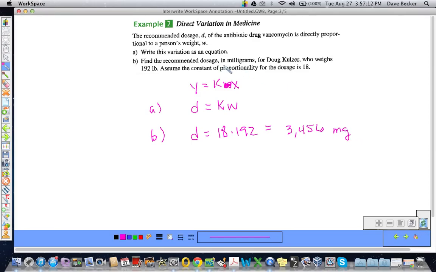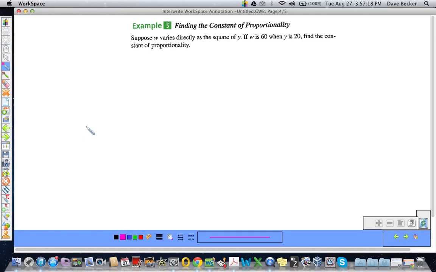How do I know it's in milligrams? Because they told me right here. So no big deal at all. Okay. Example 3, finding the constant of proportionality.